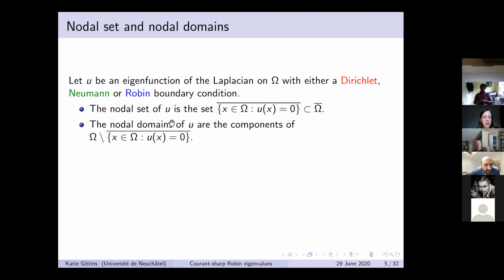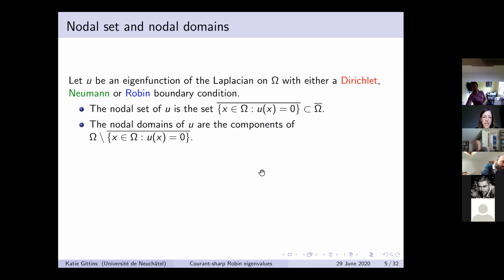And so the nodal set is the closure of the set of points where u vanishes inside our domain omega. And then the nodal domains are the complement of this set where u vanishes. So the nodal set partitions omega into nodal domains, and we often call that the nodal partition. We're going to be interested here in how many of these nodal domains there are. Of course, there are many other very interesting questions too, like how large is the nodal set, but we won't mention that today. We'll focus on the number of nodal domains.